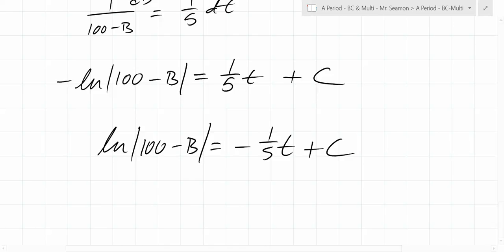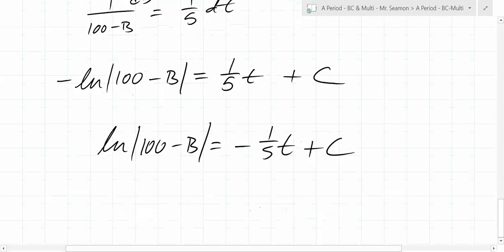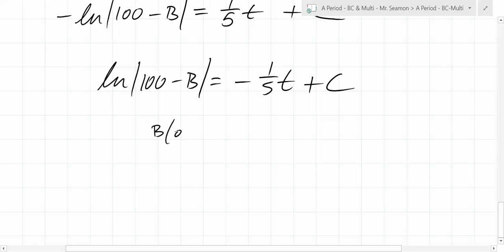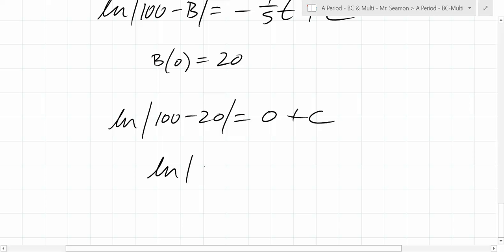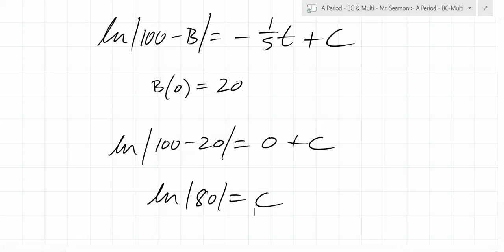So what's your initial condition in this question? What does it say? B of 0 is 20? So what does that mean? When t is 0, the output is 20? So what do I plug in where? So it's ln of 100 minus 20 is equal to 0 plus c. So what do you have here? ln of 80 equals c. You can do that, absolutely. You could.